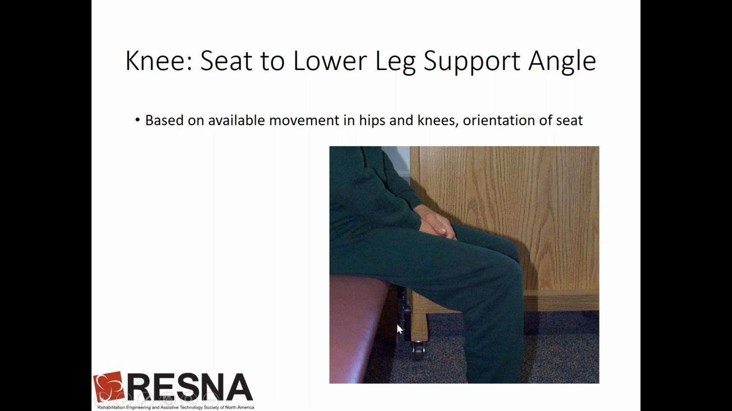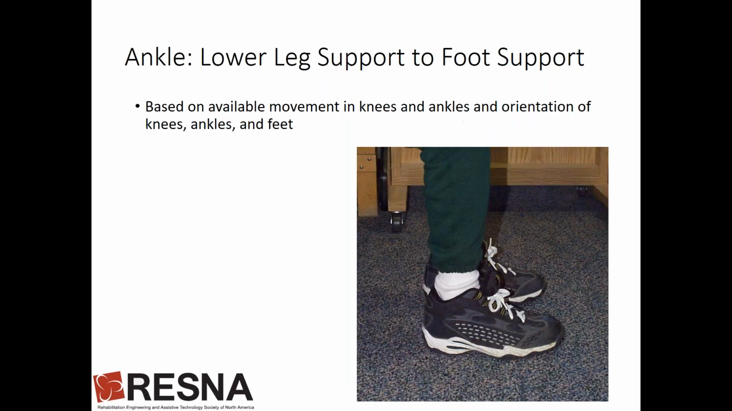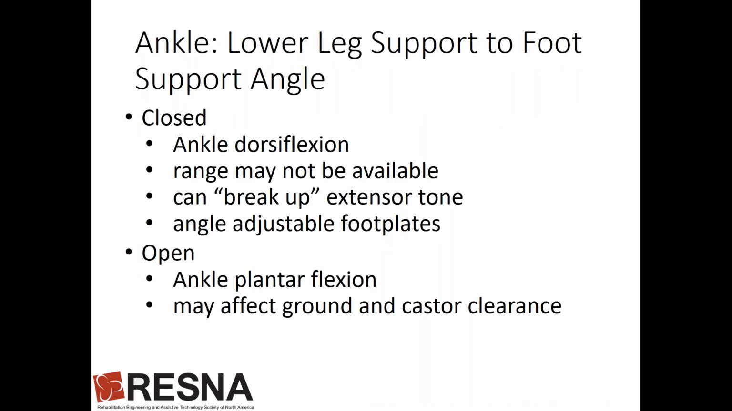Lower extremity support really depends on the available movement of the knees and ankles. Just don't use the equipment to stretch the person. I see that with ankle huggers and straps. Sometimes someone's feet fall off, so they want to solve that problem, but they don't understand what the cause is. A closed angle of the ankle can be with dorsiflexion. They may not have the range available. Sometimes it can break up an extensor tone, and a lot of times you use angle adjustable foot plates. An open angle is plantar flexion, and we need to make sure that we have enough ground clearance.